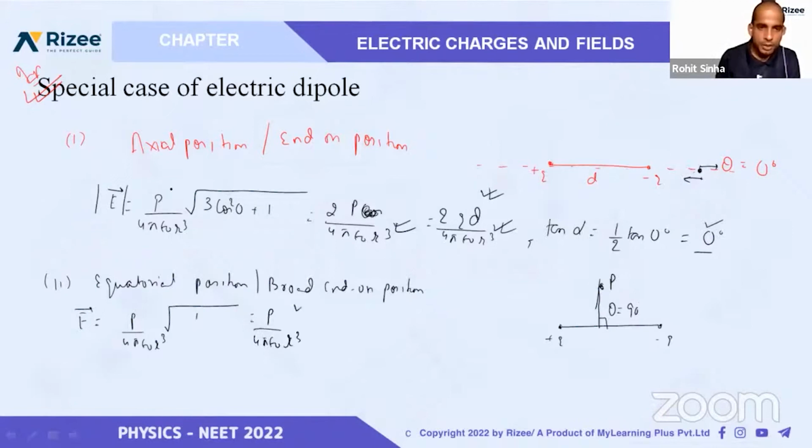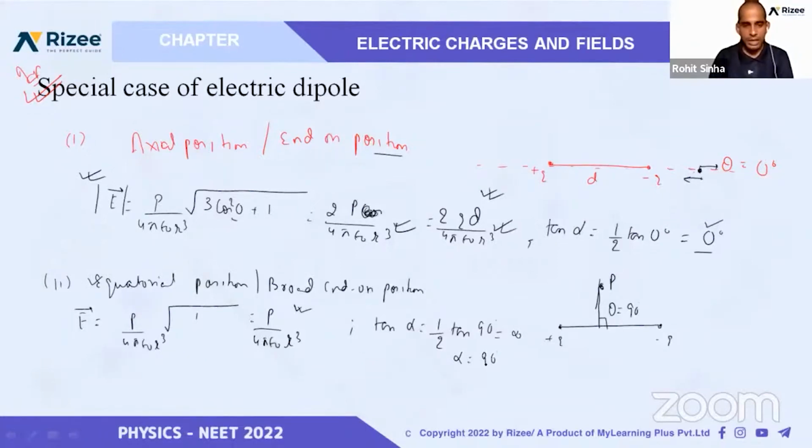You should remember this formula only. If we replace theta here by 0 degree, we get the axial position, and if we replace it by 90 degree, we get the equatorial position. This will be the electric field at the equatorial position. And when we talk about the angle, tan alpha is equal to half of tan theta. Theta is 90 degree, and tan 90 is infinity, so alpha is equal to 90 degree.